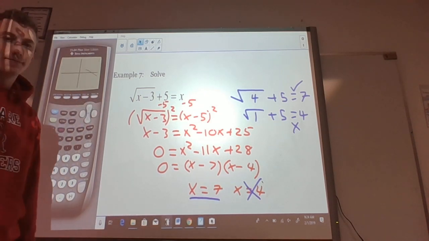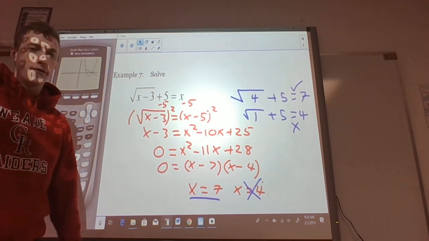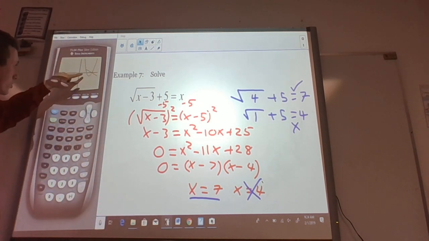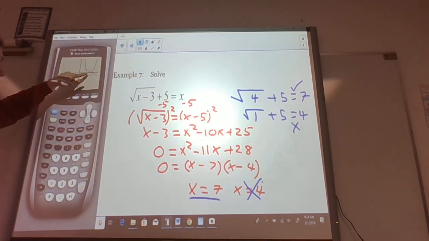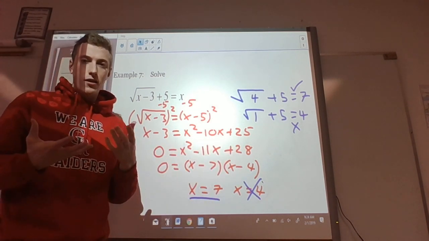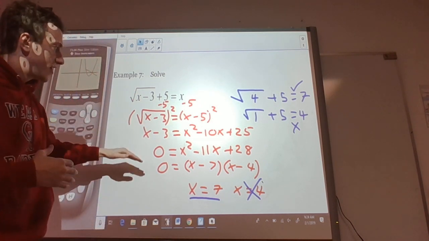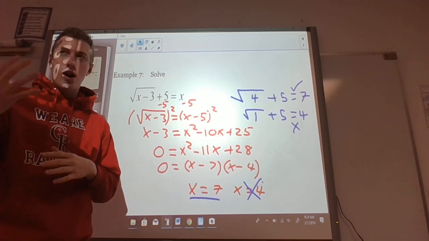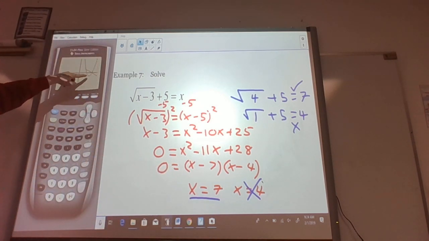Okay, let's graph that. Right, so you see we've got our original radical function, and then we've got this quadratic function as well. So if you look closely at this quadratic, we've got our two zeros, x equals 7 and x equals 4. So it gives us one of the same zeros, but the way that we squared both sides here kind of transformed our original function into something new that's going to give us this extraneous solution.